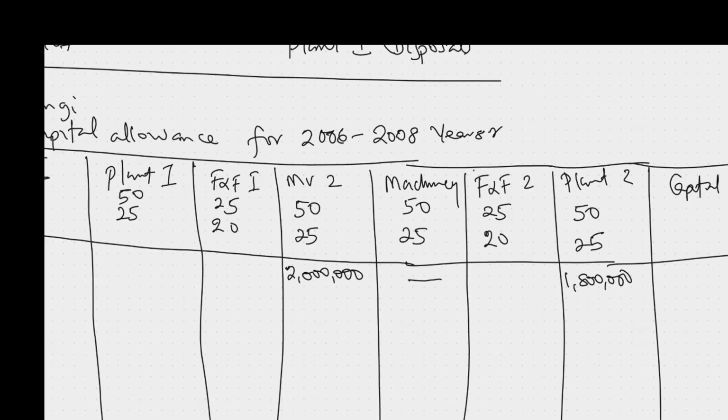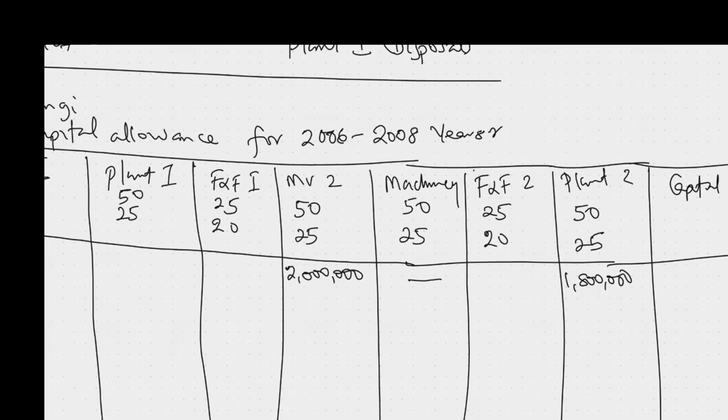What does it mean when an asset is acquired on a second-hand basis? There is no initial allowance for it. Annual allowance should be calculated on tax now value.